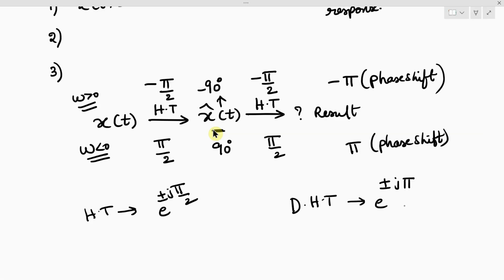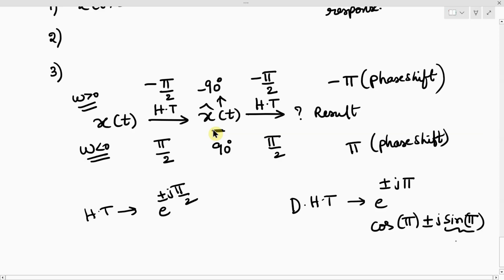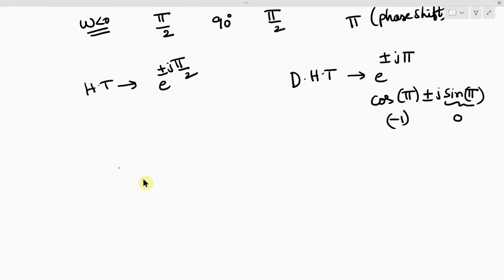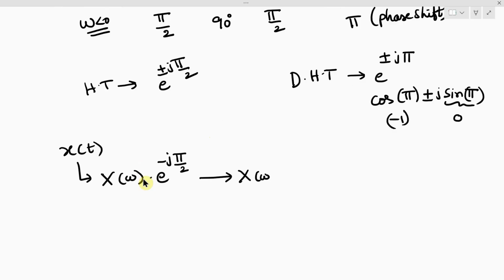e power of plus or minus j pi. Am I right? Now, cos pi plus or minus j sine pi. What is sine pi? 0. Don't think. It is 0. And what is cos pi? Minus 1. So now see, a signal x of t, which is having a spectrum of x of omega, is shifted in phase, and again it is shifted in phase. That means x of omega into e power of minus j pi.